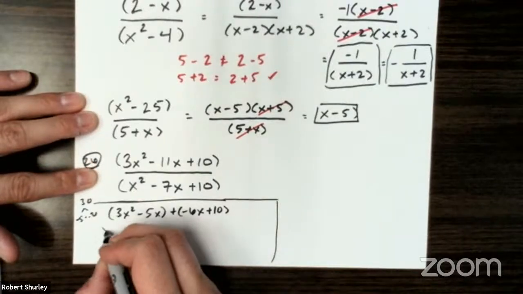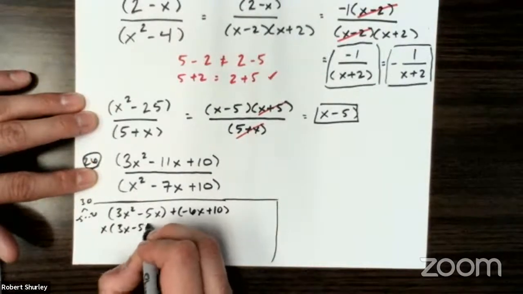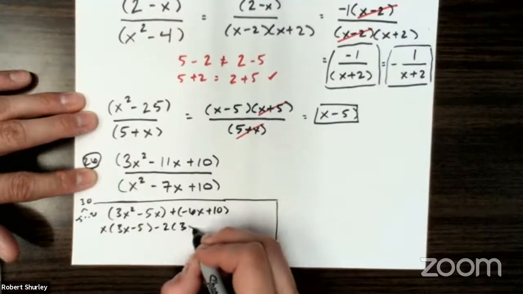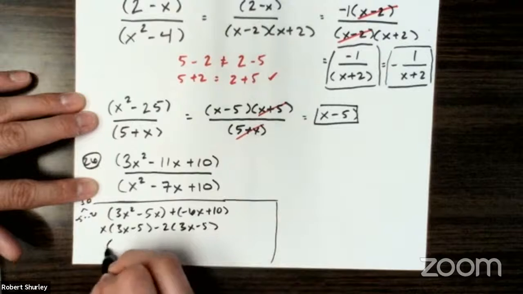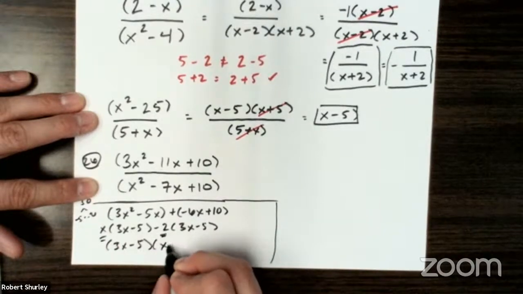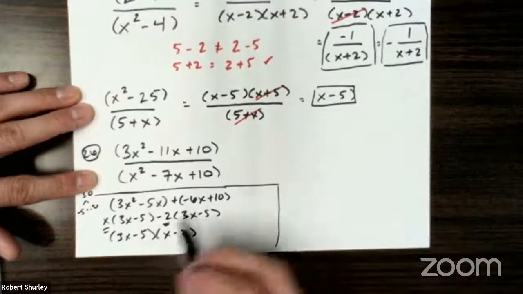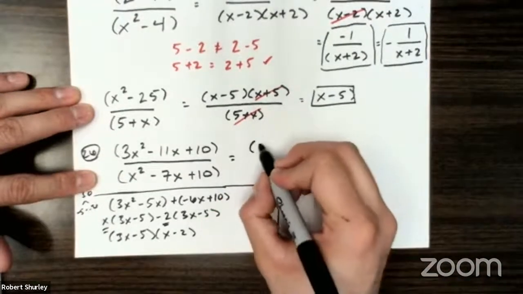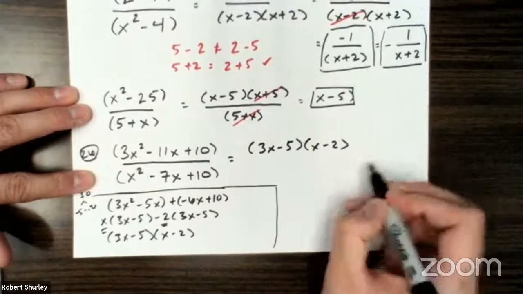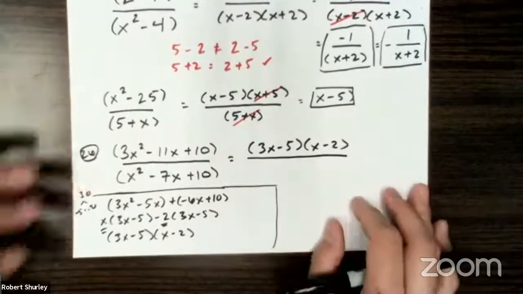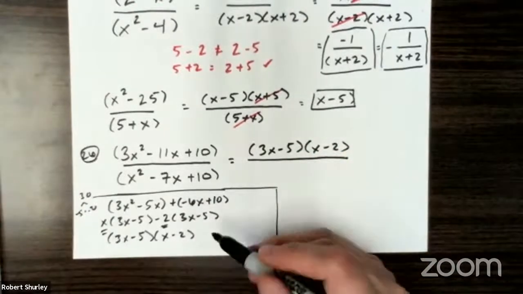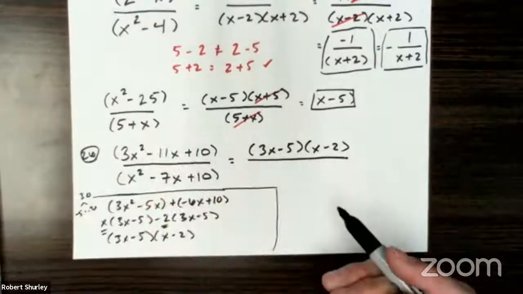And then I can factor an x out, and it leaves me with 3x minus 5. And then I can factor a minus 2 out, and it leaves me with 3x minus 5. So that leaves me with 3x minus 5 times x minus 2. So the numerator factors into 3x minus 5 and x minus 2. Okay? So that's just the AC method, right? That's what we went over in the last chapter. I mean, this all builds on itself.